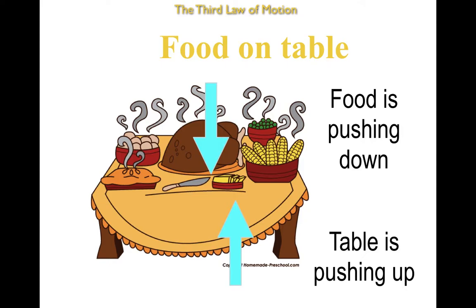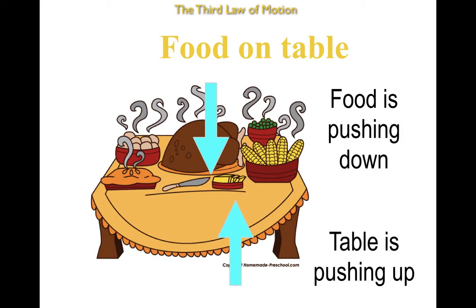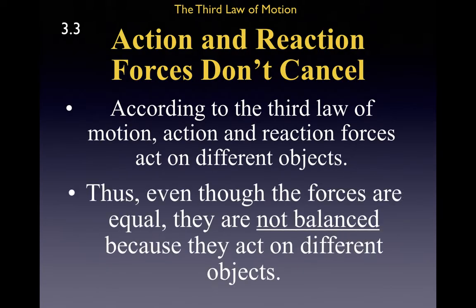The food on the table. The food is pushing down on the table, and the table is pushing up on the food. Therefore, the food is not moving. So action, reaction. These action and reaction forces don't cancel. According to the third law of motion, action and reaction forces act on different objects. So going back to this example, the first force pushing down is the food on the table. The opposite force is the table pushing up. So thus, even though the forces are equal, they are not balanced because they act on different objects.